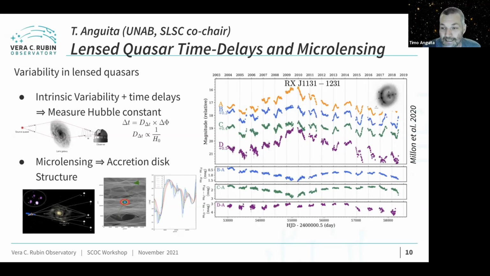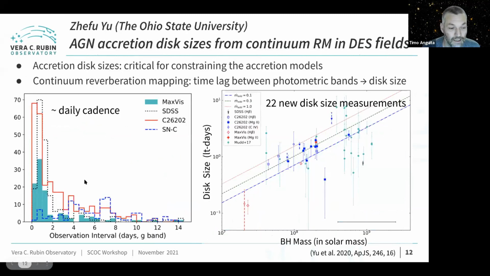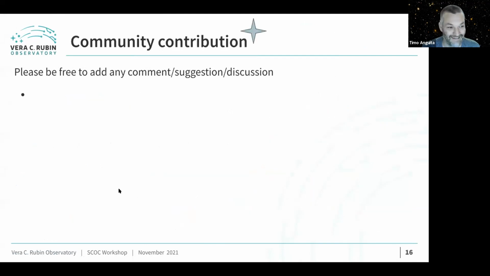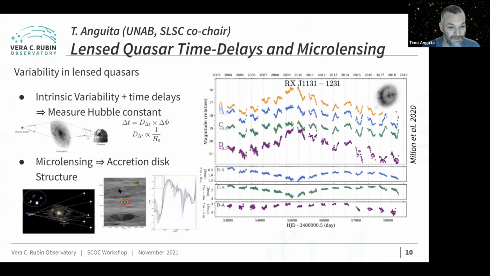These are used respectively. The measurement of the time delays is directly related to the size of the universe and more specifically to the Hubble constant. And then microlensing can be used to measure the structure of the accretion disk. I naturally do not have the time to go into details about this, but different geometries of the accretion disk would show different magnification light curves due to microlensing.